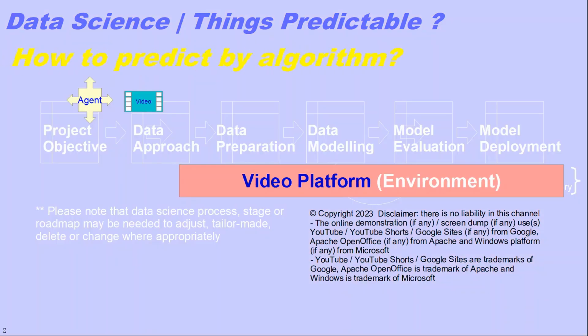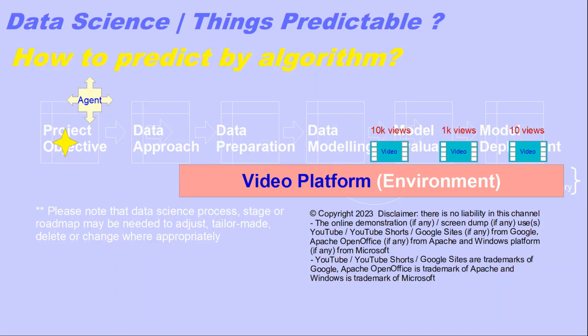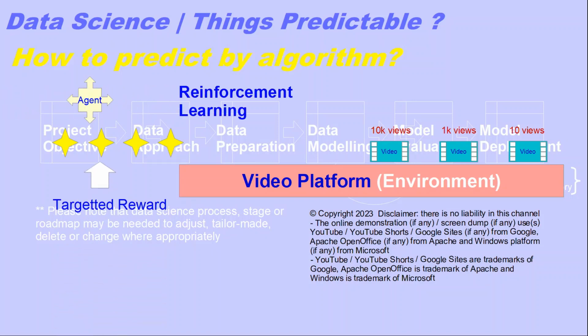How to predict by algorithm. For an agent in the video platform environment, a video of 10 views are produced firstly. The agent then produce another video with 1K views. And 1 star is then rewarded to the agent. The agent then produce another video with 10K views. 3 stars are then rewarded to the agent. By the target reward, it seems that reinforcement learning can predict the video market.